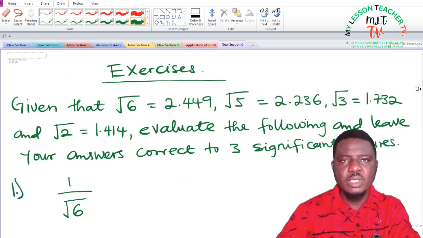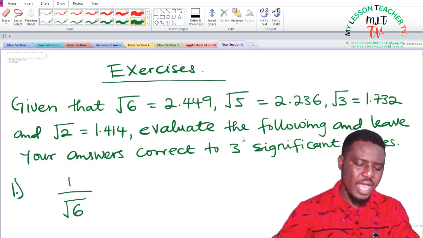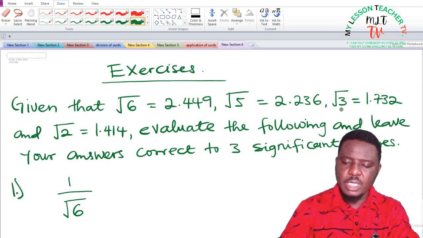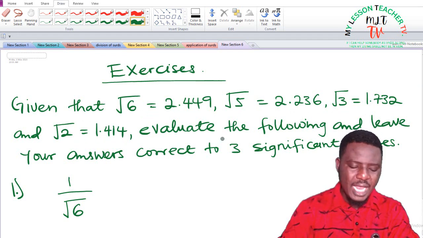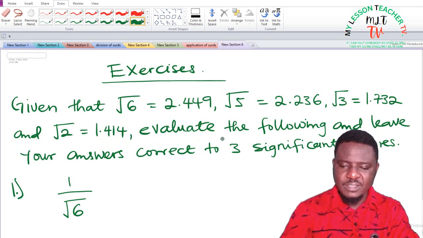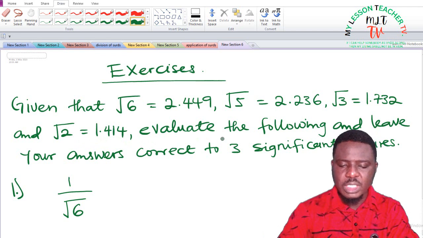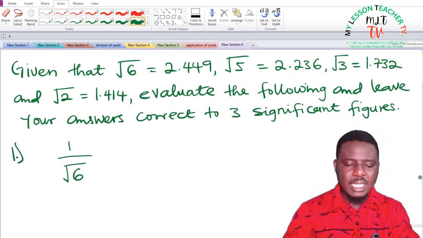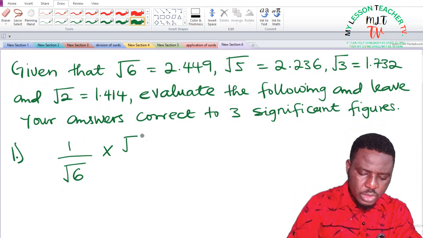We shall now take more exercises on evaluation of expressions involving surds. In this set of examples, given that root 6 is equal to 2.449, root 5 is 2.236, root 3 is 1.732, while root 2 is 1.414, we are to evaluate the following and leave our answers correct to 3 significant figures. So we are going to do what I have been doing ever since the values of root 6, root 5, root 3, and root 2 are given. All you need to do, like I said, is to rationalize the denominator and thereafter substitute the required irrational number that is given.